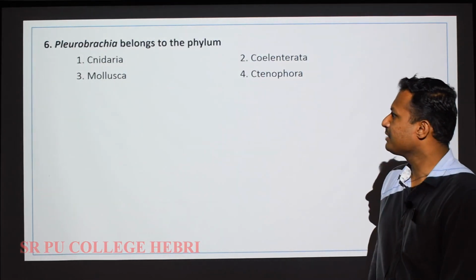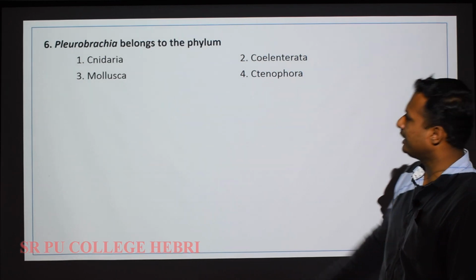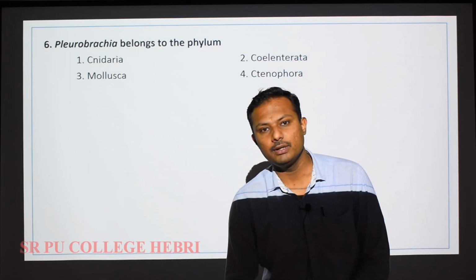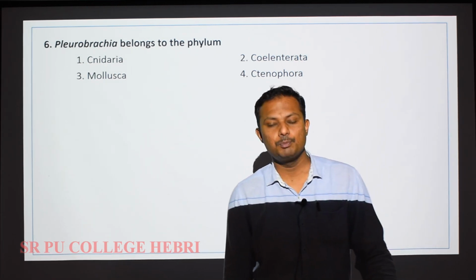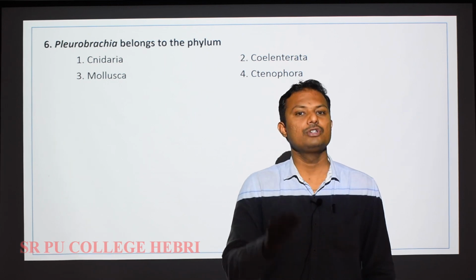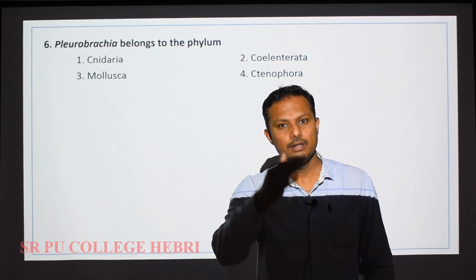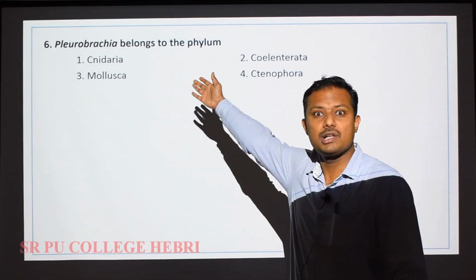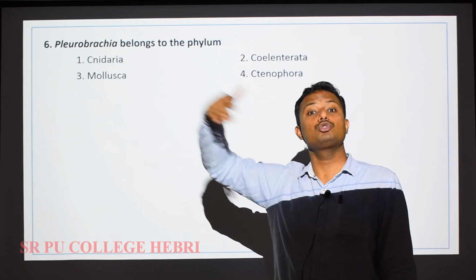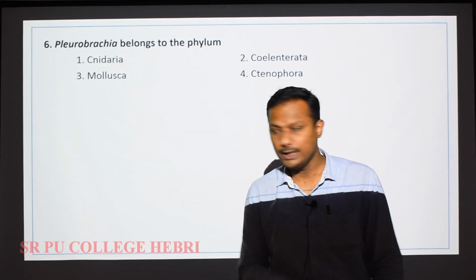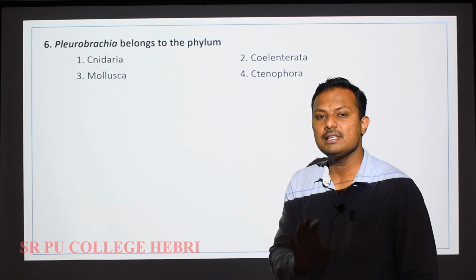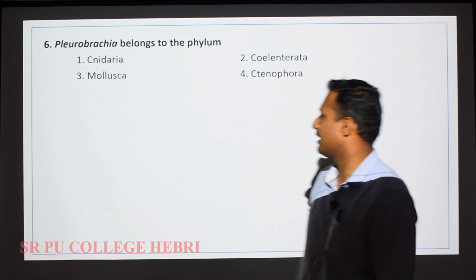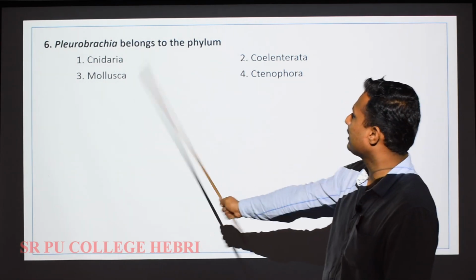Going for the sixth one, Pleurobrachia. Pleurobrachia belongs to the phylum. See, this is coming from the animal kingdom chapter. You will have to remember the examples of different organisms belonging to different phyla, right? You will also need to remember a basic classification of many different examples. They may ask which class it belongs to. They may name some organism and ask which class or which phylum it belongs to, right? So it is better you know the basic biological classification of at least the examples which are mentioned in the textbook in CET. So now coming back to this question, Pleurobrachia belongs to the phylum.